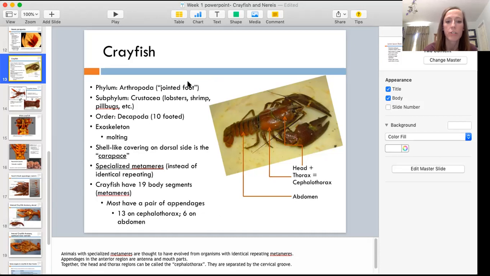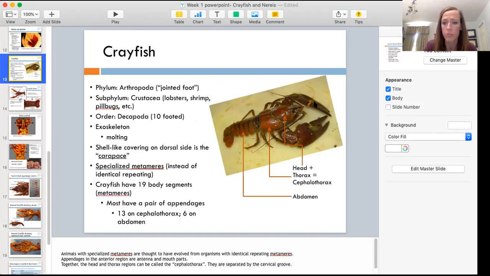It's in the order Decapod, which means 10-footed. It has this very noticeable exoskeleton, this hard outer covering that provides protection for the crayfish. It lives in an aquatic environment and needs to be protected from predators in that environment. And so the exoskeleton serves that purpose.